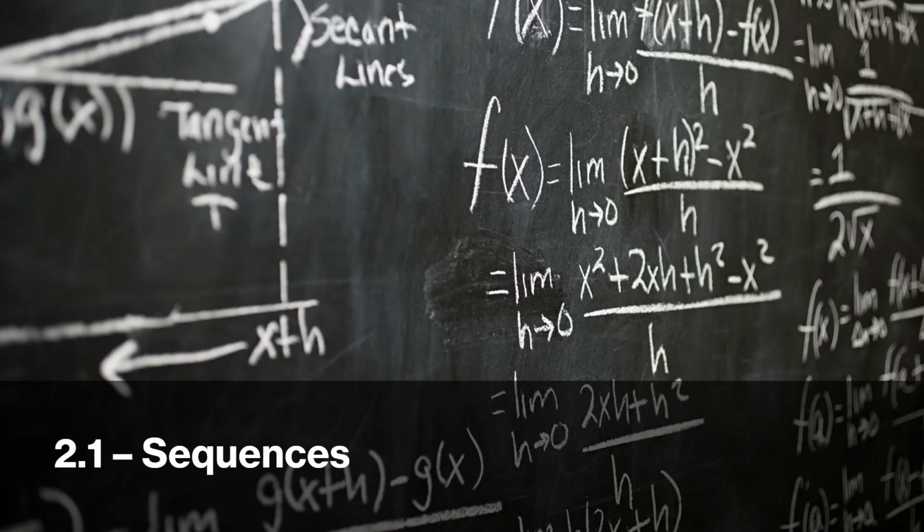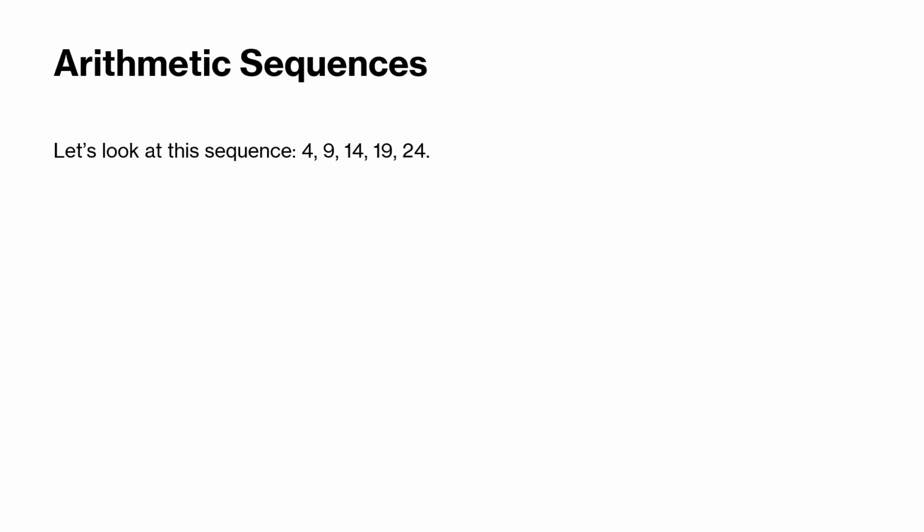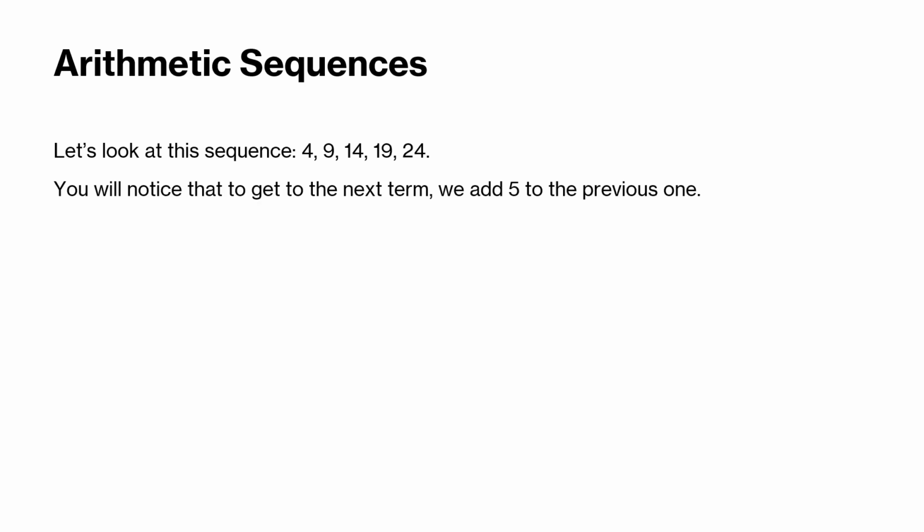Today we'll be discussing sequences. First, we'll talk about arithmetic sequences. Let's take a look at the sequence 4, 9, 14, 19, and 24. You will notice that to get to the next term, we add 5 to the previous one. So 4 plus 5 is 9, 9 plus 5 is 14, and so on.